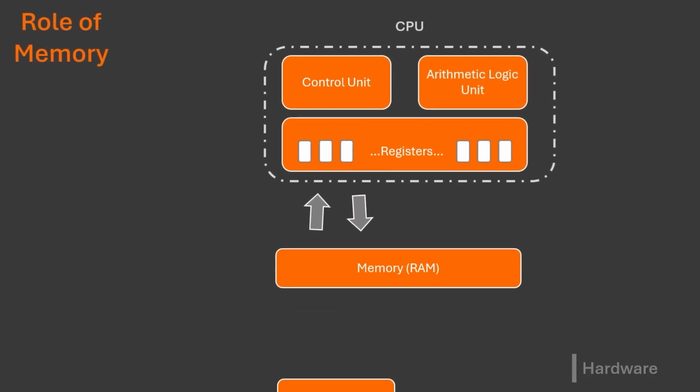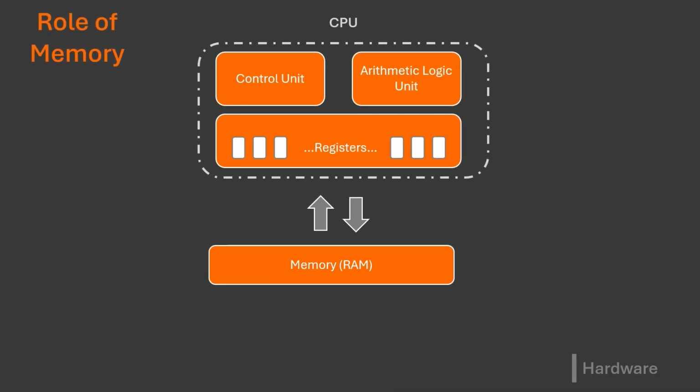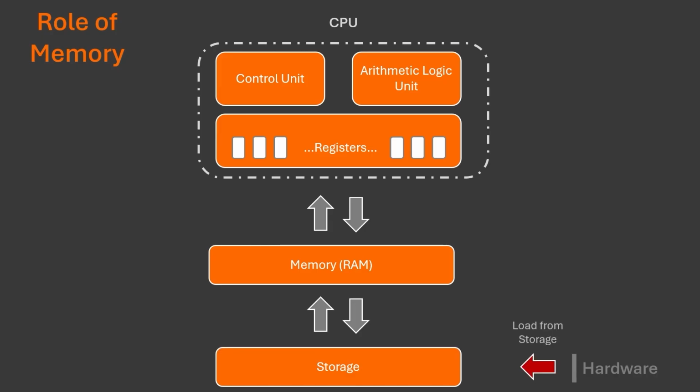Now let's check out the role of memory in helping the CPU process instructions. So when we run an application like Microsoft Excel on our computer, the program file excel.exe is loaded from the storage device or hard disk into RAM because RAM is much faster. The CPU then begins the fetch stage of the cycle, retrieving the instructions from the RAM.